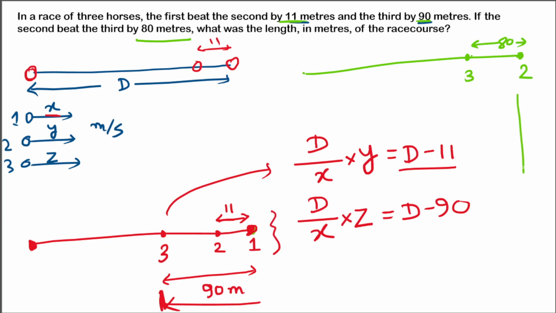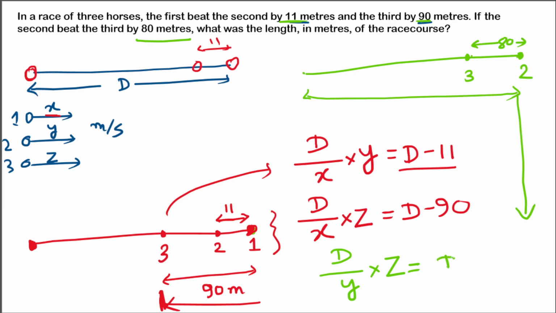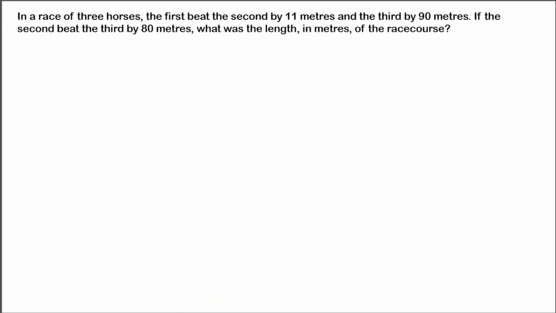And now coming from the second point of time, what is the equation that we can get? This is the time at which the second horse reaches the full distance, and at that time the third horse covers a distance of d by y into z, right? And this would be equal to d minus 80, because this is the distance that is left. So these are the three equations that we can form. This is the total information that is given. Now let us write it on a fresh page.